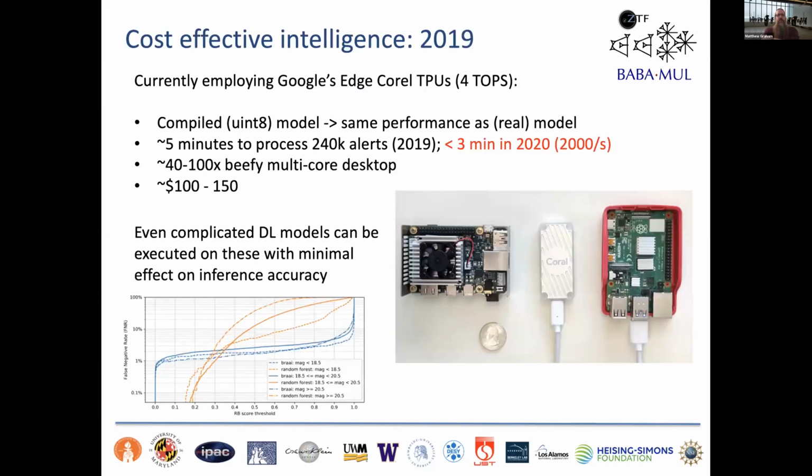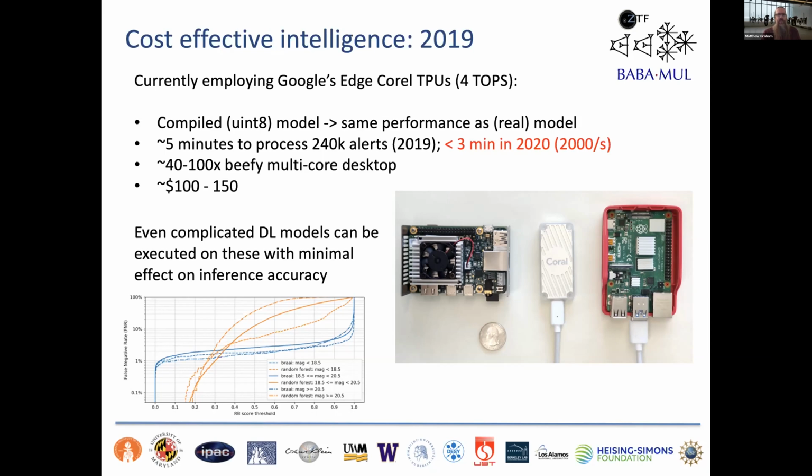Now, you'll remember that we had cost-effective intelligence last year. We're using an edge computing architecture, and these are hardware accelerators specifically for deep learning. I demonstrated last year on one of the Coral dev boards at the team meeting that we could process about 240,000 alerts in about 5 minutes in 2019. That's come down to less than 3 minutes in 2020. So that means you can do nights of LSST alerts in roughly an hour or so. That's very fast inferencing. So if you've got a trained deep learning model and you apply that, there's your inferencing. So you have one of those per classifier or whatever.